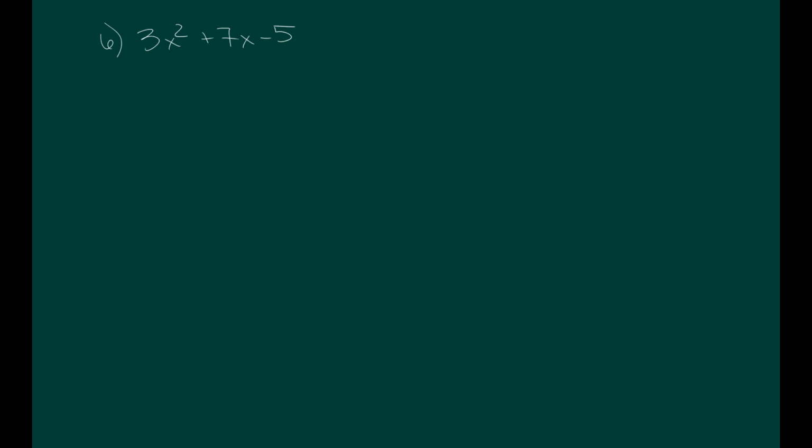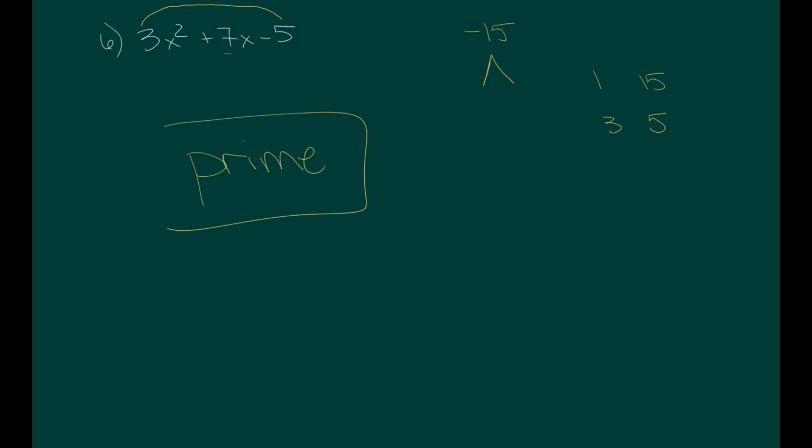The last problem I'm going to do today is 3x squared plus 7x minus 5. There's nothing that I can factor out, so I'm going to multiply 3 times negative 5, and I would get negative 15. So what are factors of negative 15 that would add together to give me 7? Well, what are factors of 15? I've got 1 and 15 and 3 and 5. None of those factors will give me a positive 7. So because no factors of 15 will give me 7, the answer is prime. It cannot be factored any further.